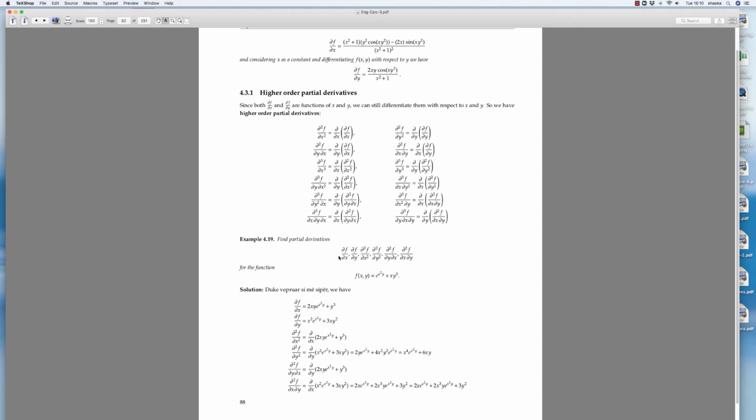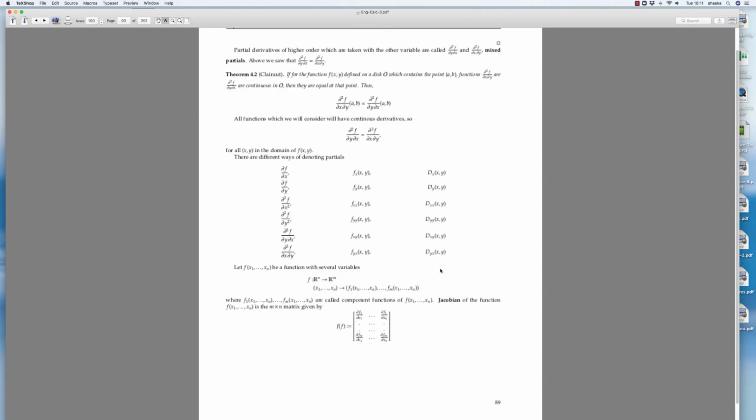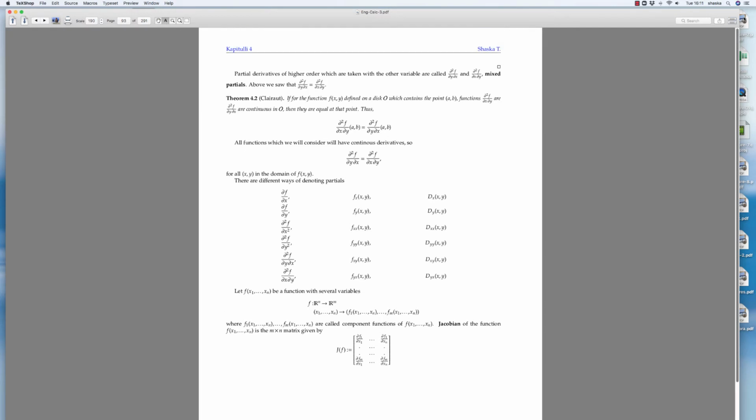Here is an easy example where this is the function, and I say now find the partial derivatives of higher order, with respect to x squared, xy, yx, and so on. Here is one thing that will come up all the time. When you take the derivative with respect to x and then y, or with respect to y and then x, we call these mixed partials.